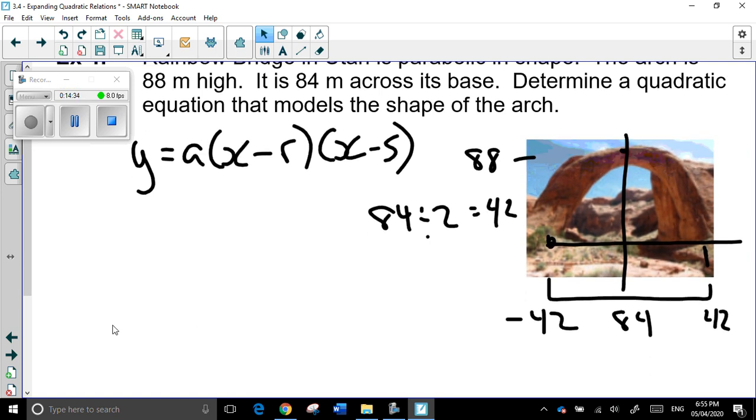The vertex is at 0, 88, right? Because we put the top of the arch exactly underneath where x equals 0. We did that by design. And since the arch is a perfect parabola, we know that the half on the left has to equal the half on the right, which is where we got these two values from. We can start substituting in.